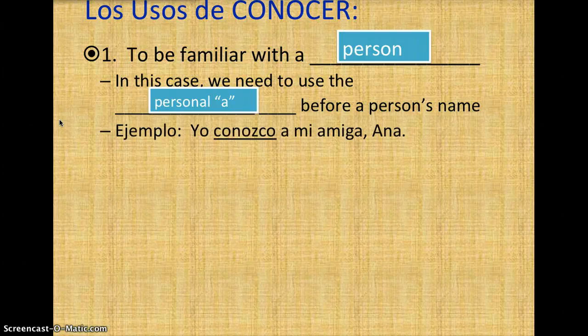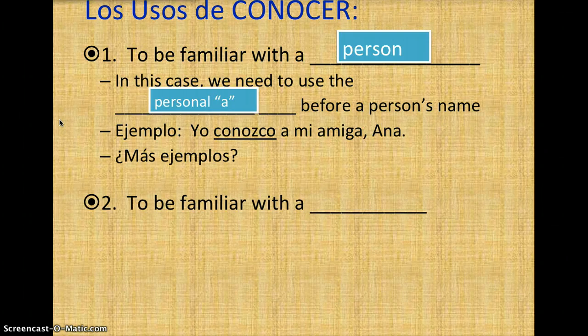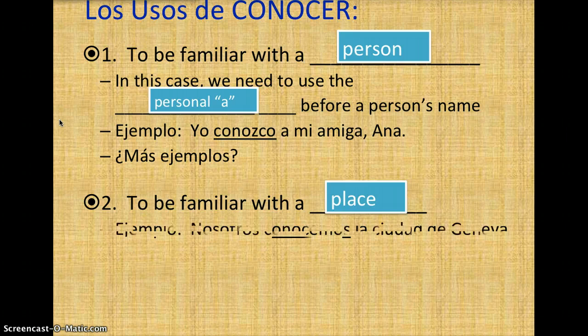Por ejemplo, yo conozco a mi amiga Ana. I am familiar with my friend Anna. The second reason is to be familiar with a place. Por ejemplo, nosotros conocemos la ciudad de Geneva. We are familiar with the city of Geneva.